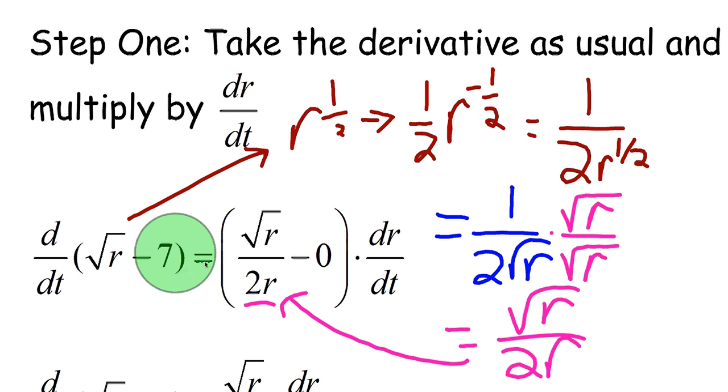And we have the derivative of 7, which is 0. It's a constant. And because we're taking the derivative of r with respect to a different variable t, once we take our first derivative, like I said, it's like the chain rule, then you multiply by dr dt. Okay, so we need to just simplify this, right? And that's what we're going to do in the next step.